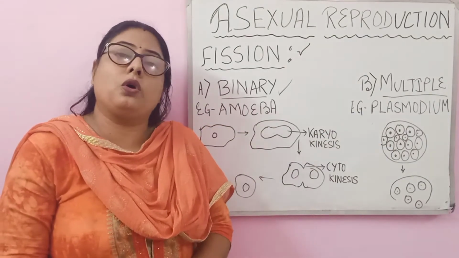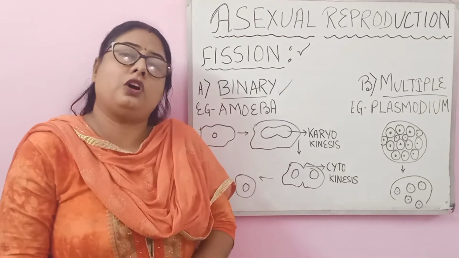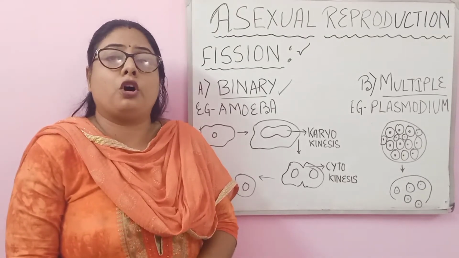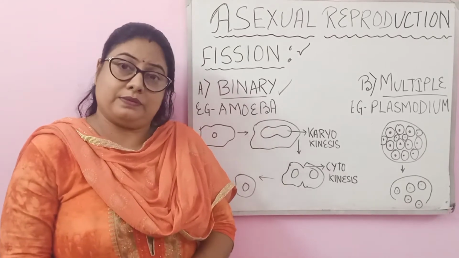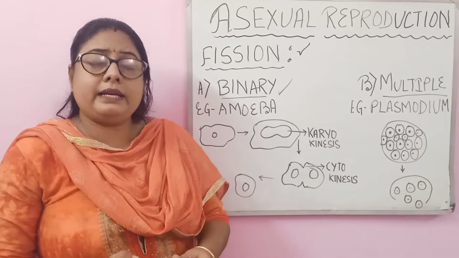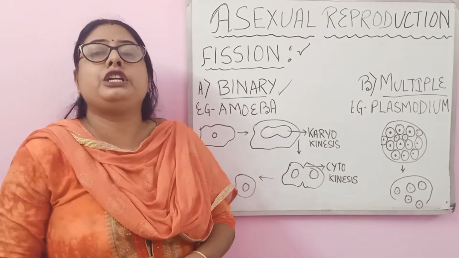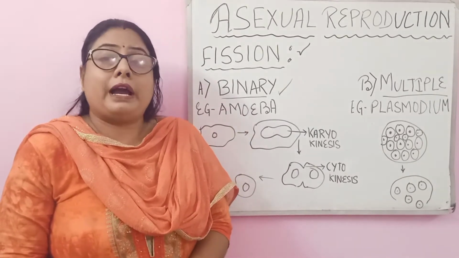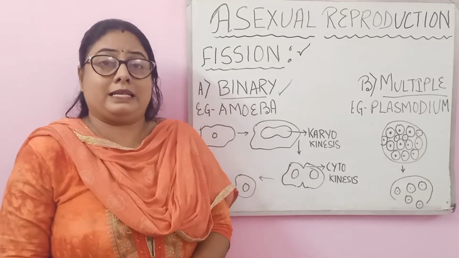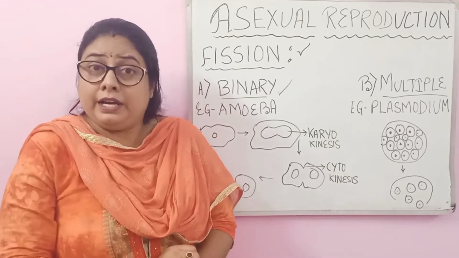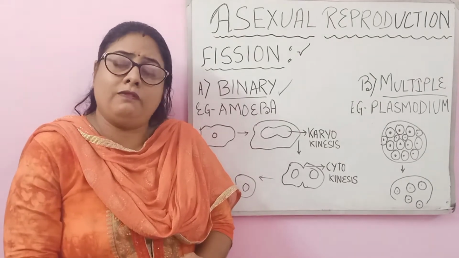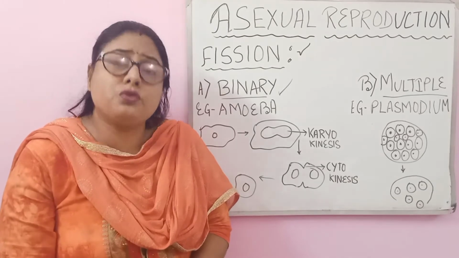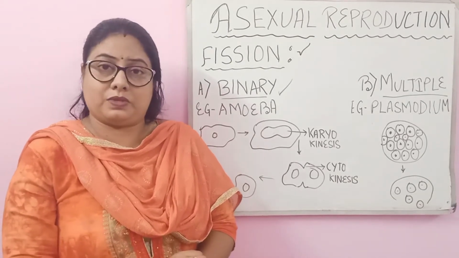Students, fission is always seen in unicellular organisms. Means those organisms which are made up of only one cell. Now, let us see the binary fission in a little bit of detail. As I said, the binary fission is the splitting of a cell or organism, because as I said here only unicellular organisms are involved. So, binary fission is the splitting of one cell into two cells or two organisms.